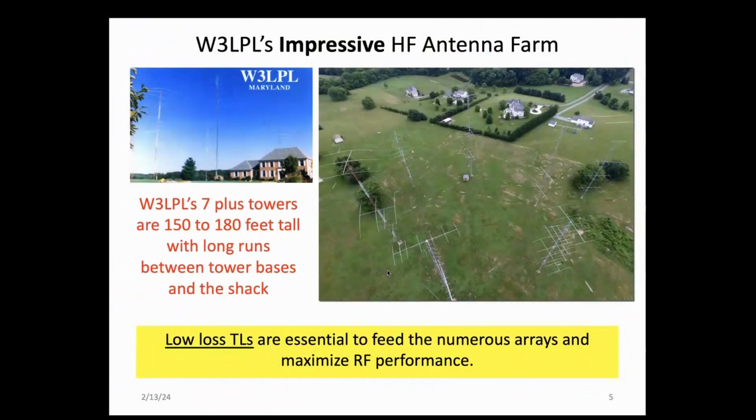Next slide, please. I believe it's over 2 years ago that W3LPL gave MARC a presentation on his HF antenna farm. And there's a photo of some of his 9 towers. I think only 7 are illustrated in this photo. But the remarkable thing is these towers are 150 to 180 feet tall. So if you combine that with the distance between the tower bases and the shack, that is a long transmission line run. Obviously, low loss transmission lines are needed.